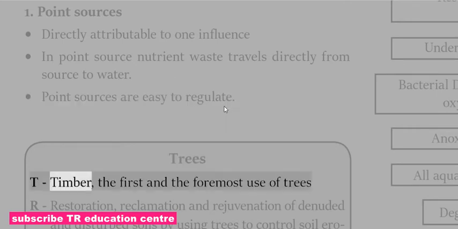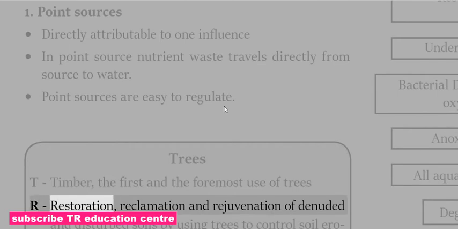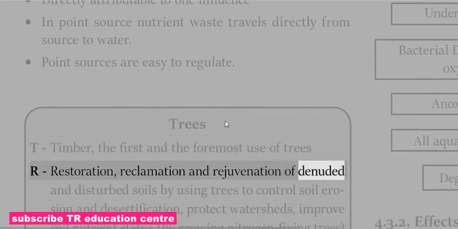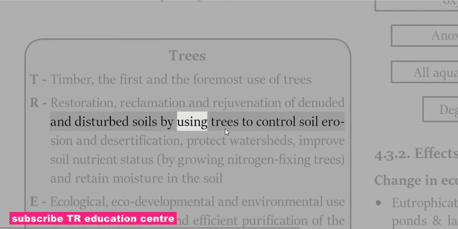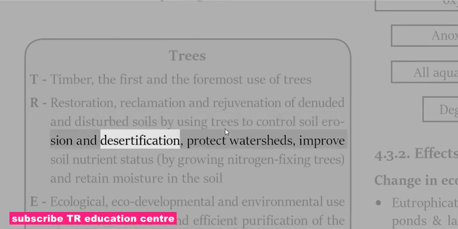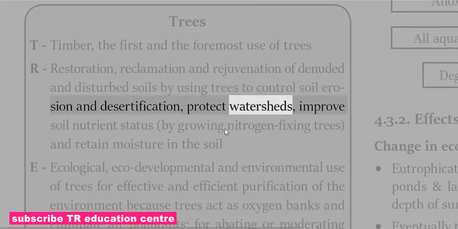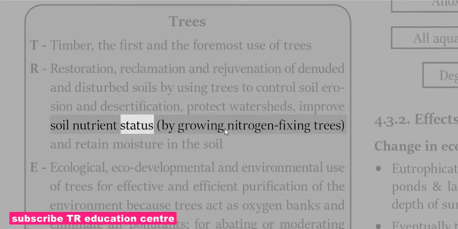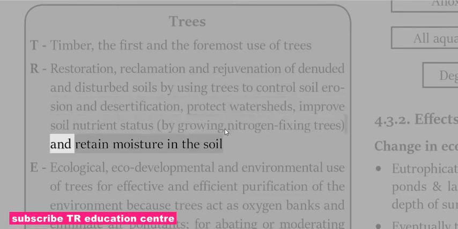Trees, timber. The first and foremost use of trees is restoration, reclamation and rejuvenation of denuded and disturbed soils by using trees to control soil erosion and desertification, protect watersheds, improve soil nutrient status by growing nitrogen-fixing trees, and retain moisture in the soil.